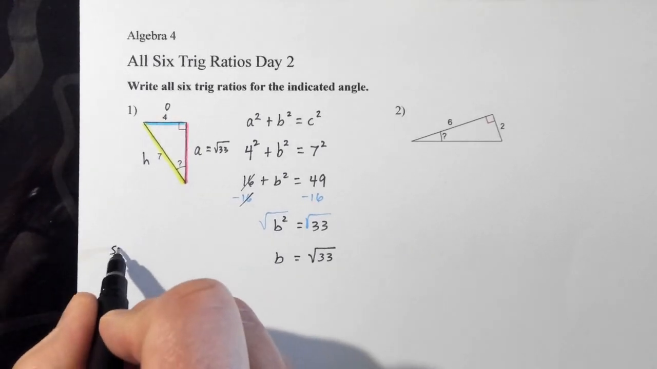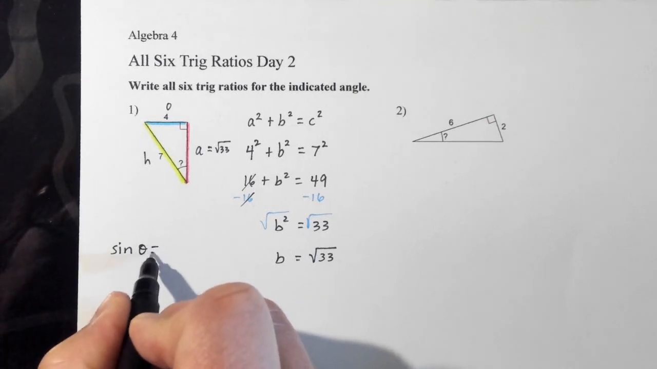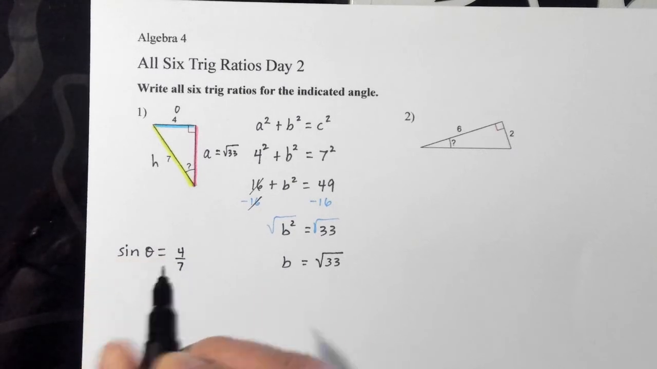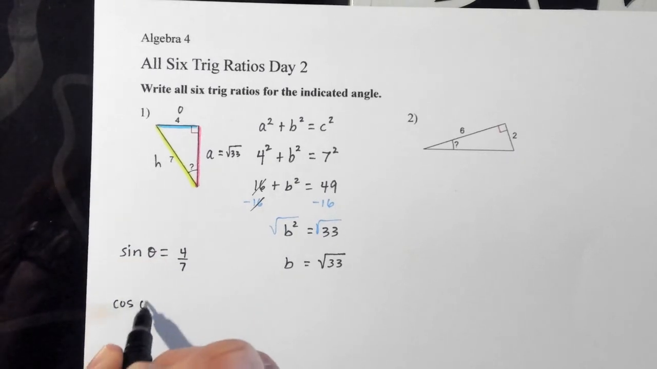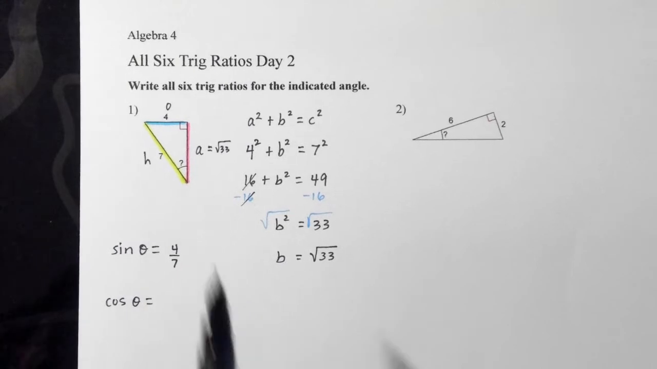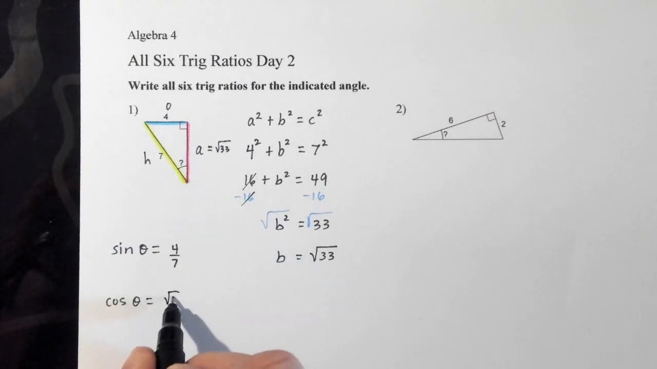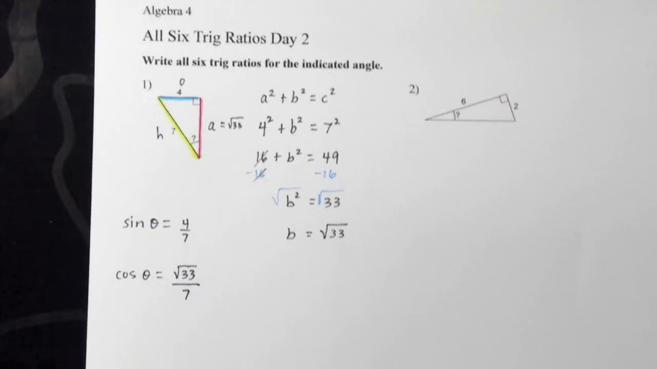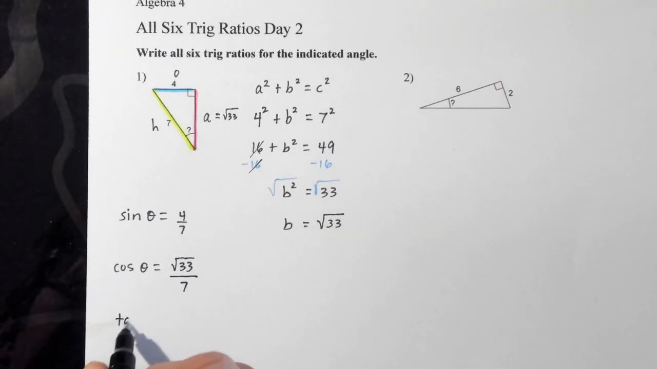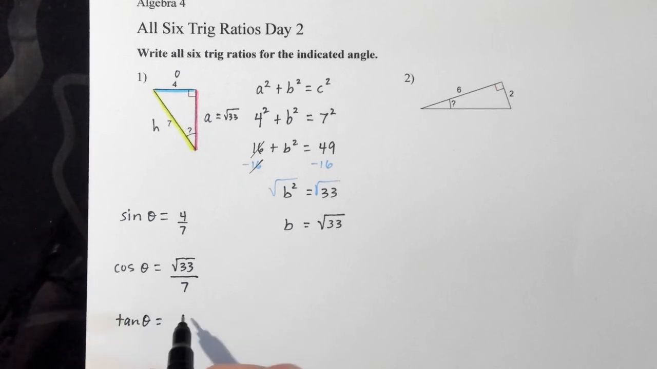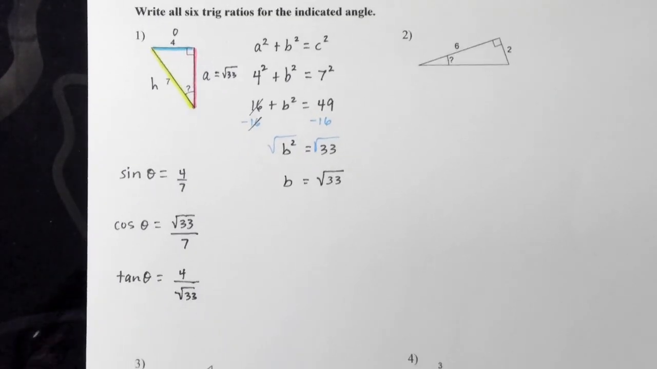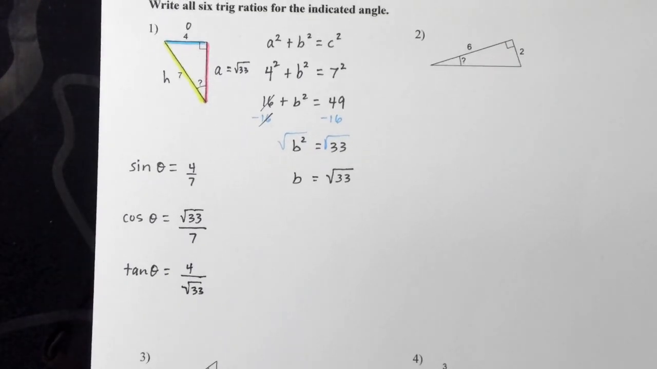Here we go. Sine of theta equals opposite over hypotenuse. Cosine of theta equals adjacent, which we now know is square root of 33 over hypotenuse. Tangent of theta, opposite over adjacent.